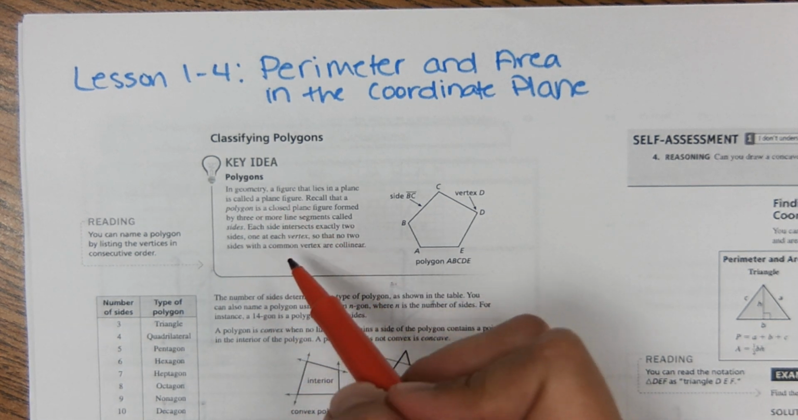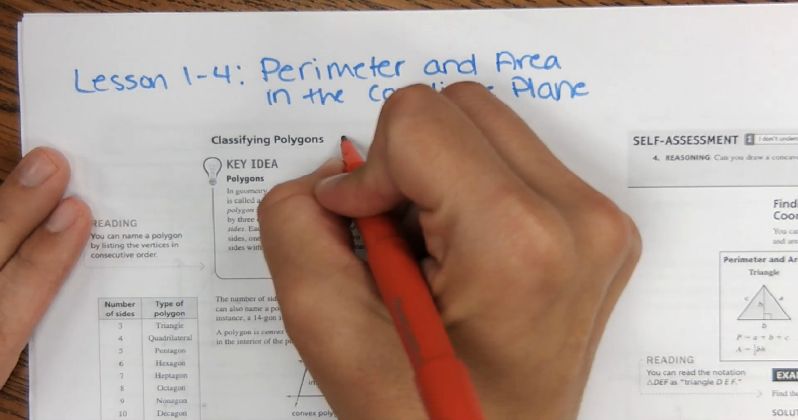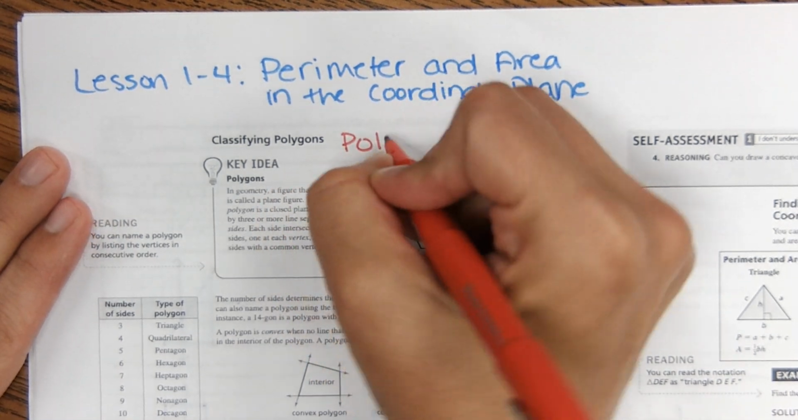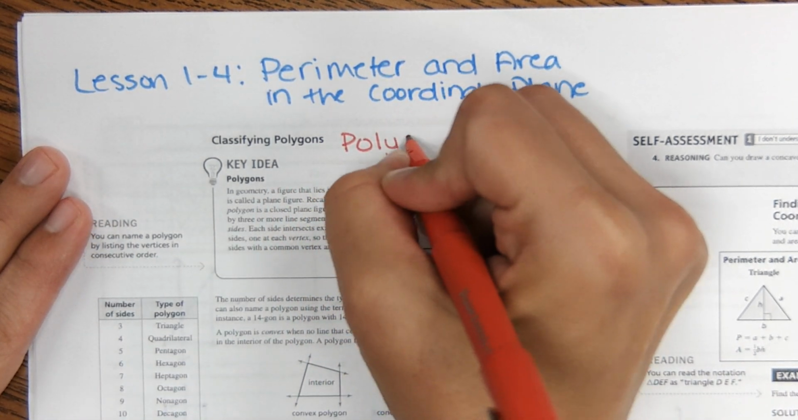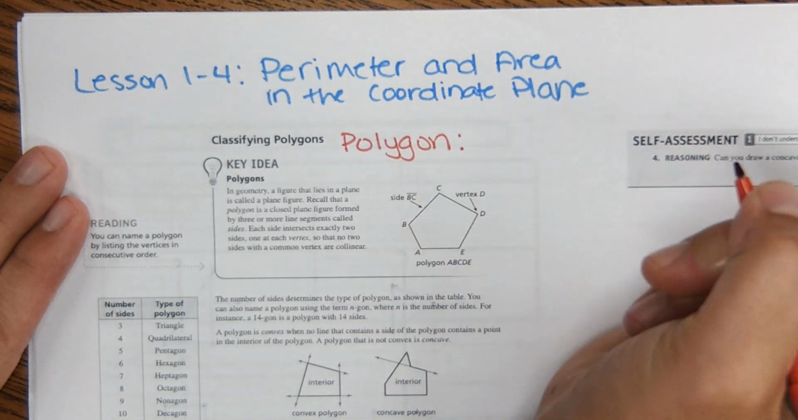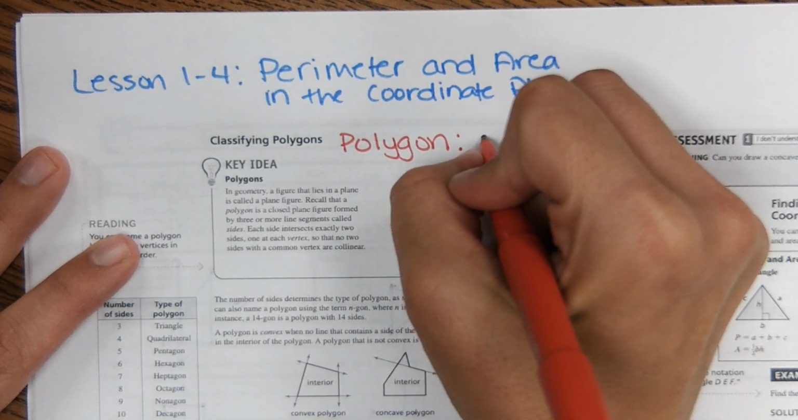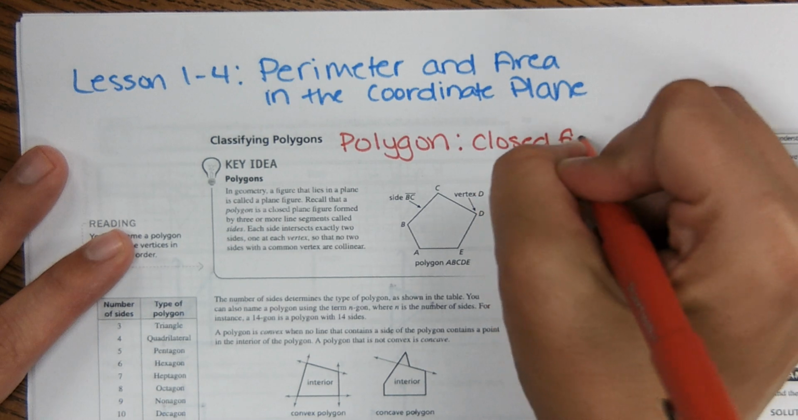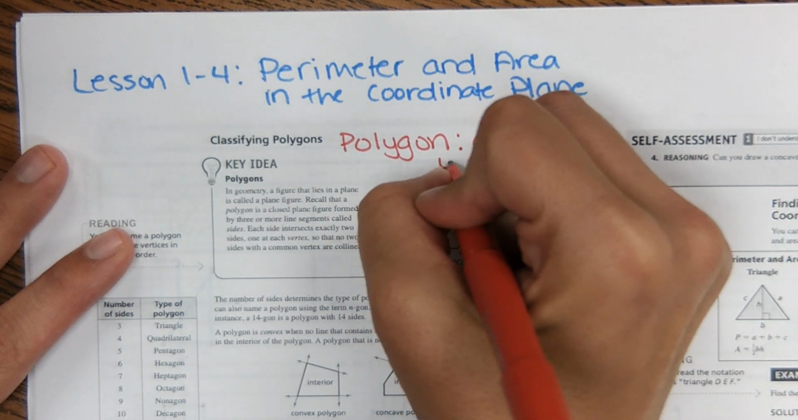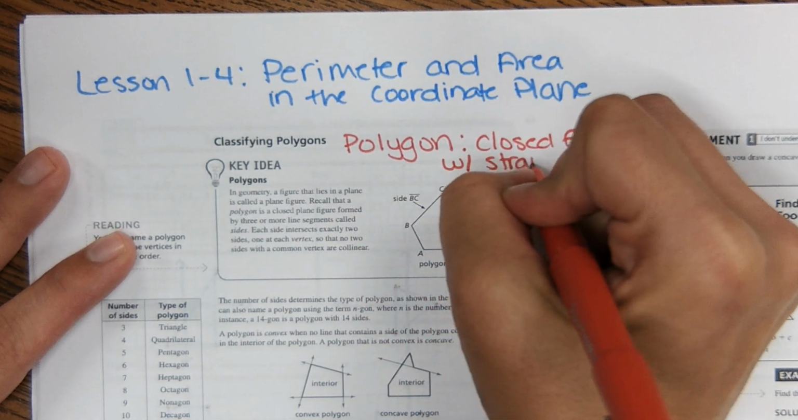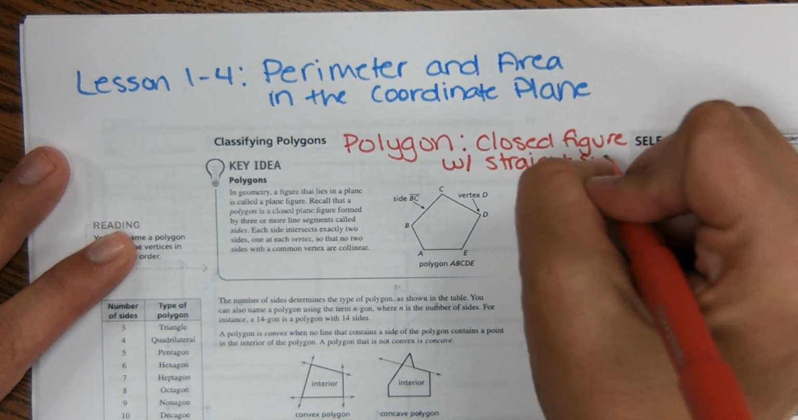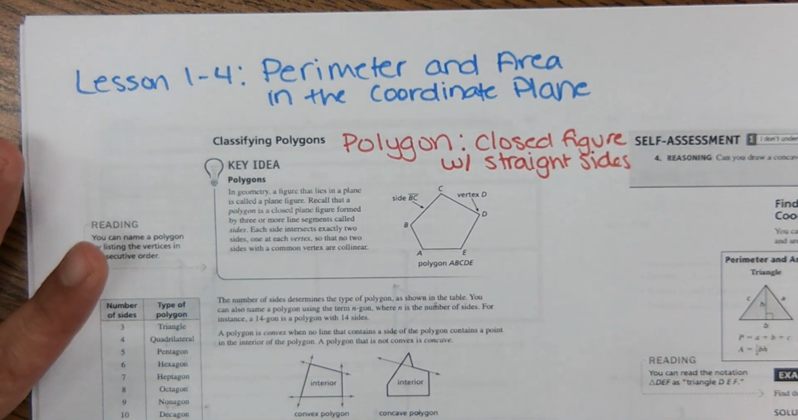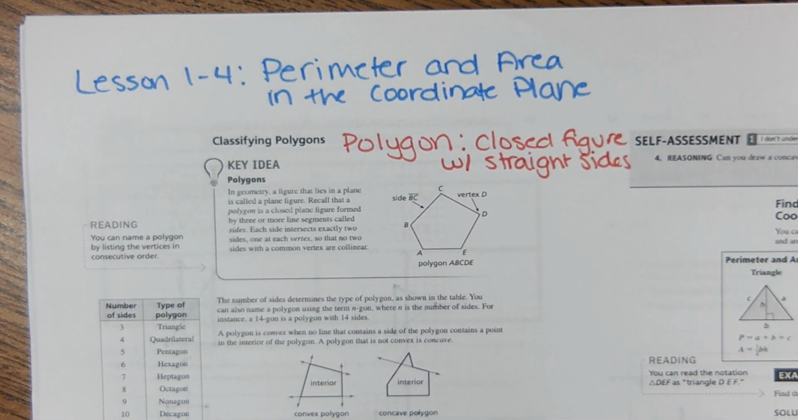There's a long definition right here if you feel like reading it, but I am the queen of shortening things and making them as simple as I can. So a polygon, by Miss Silva's shorthand definition, is a closed figure with straight sides. So you've seen a lot of polygons. You've been working on polygons since probably preschool.